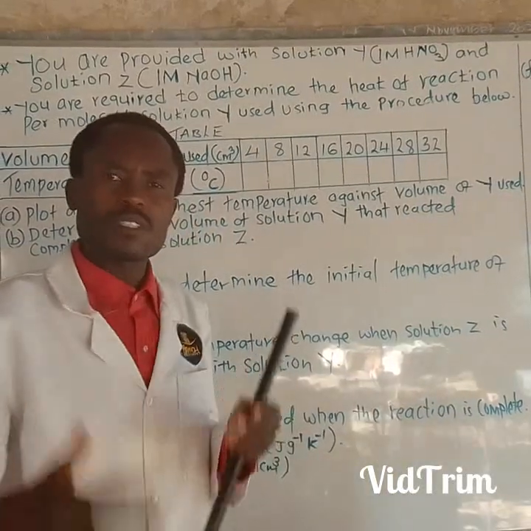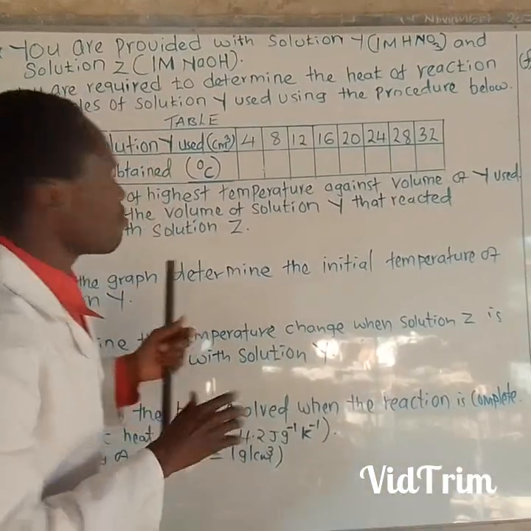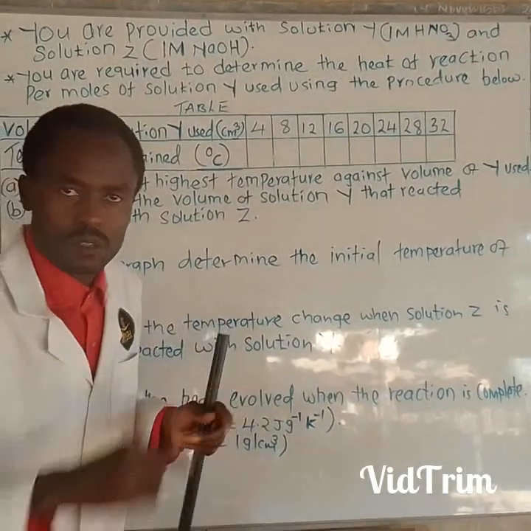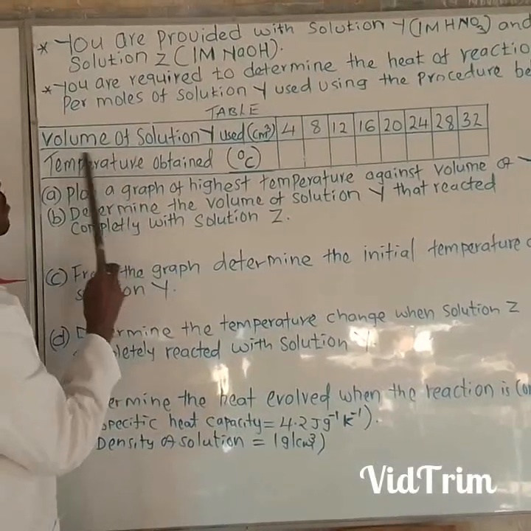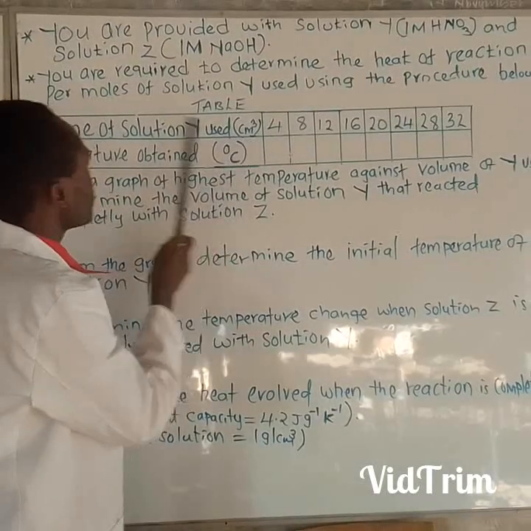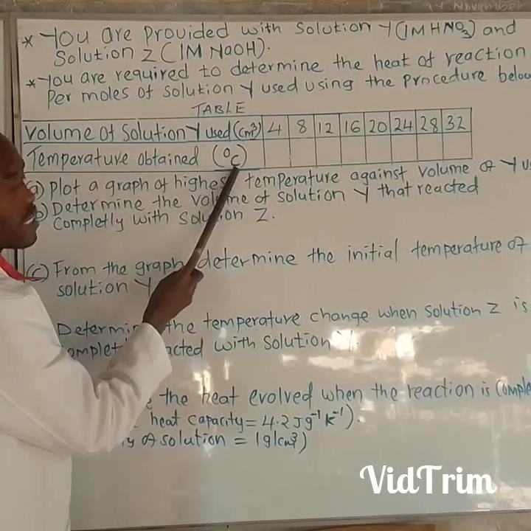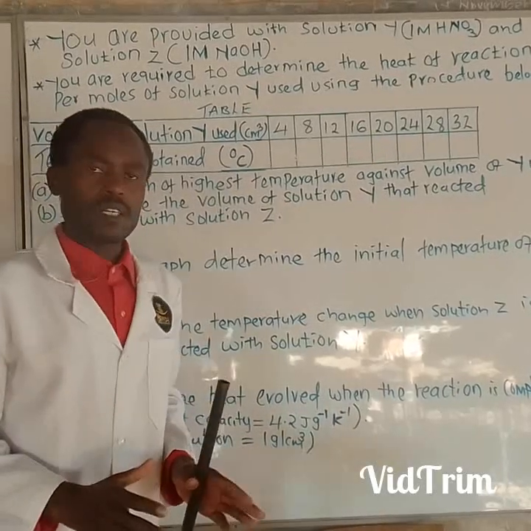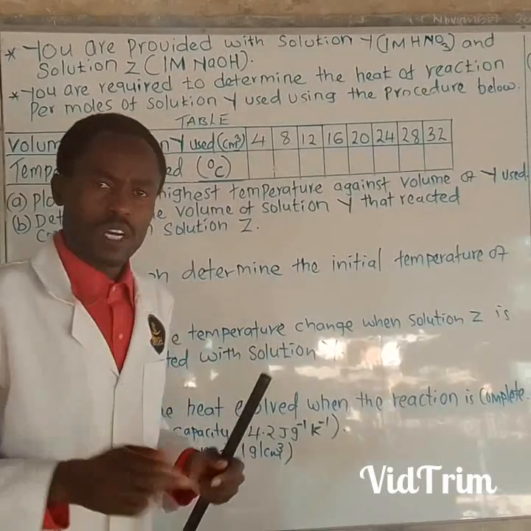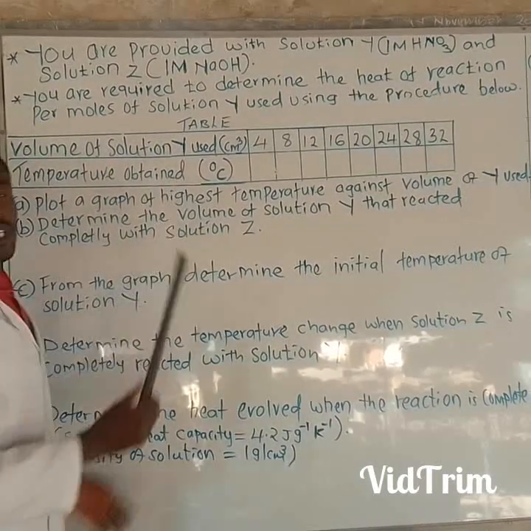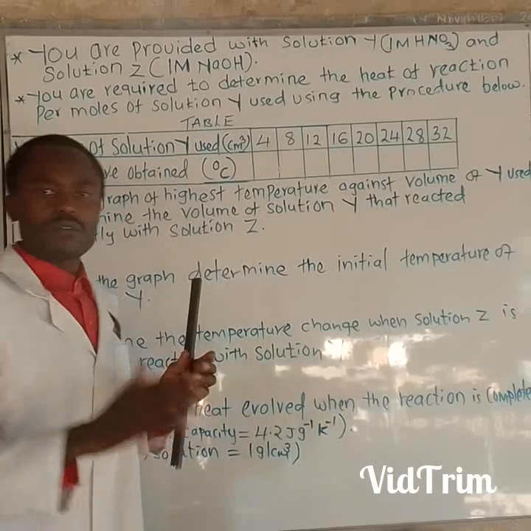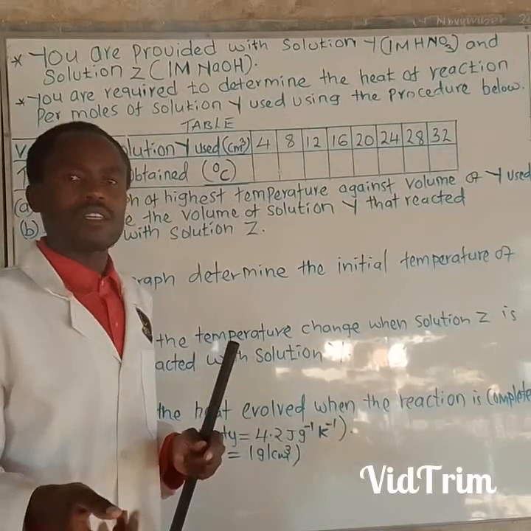I'm going to give you the procedure in this question. After the procedure, you have a table to complete, where you have volume of solution Y used in centimeter cube, then temperature obtained in degrees Celsius. What are we going to do here? We are going to react these two solutions, solution Y and solution Z. Solution Y, you have been told, is in the burette. We are going to fill the burette with solution Y in the procedure, and the volume of solution Z that will be used will be constant.